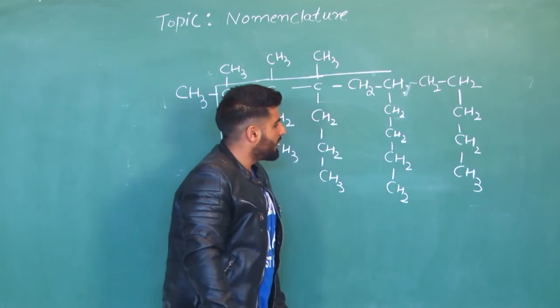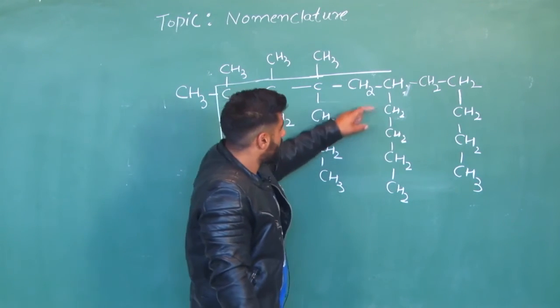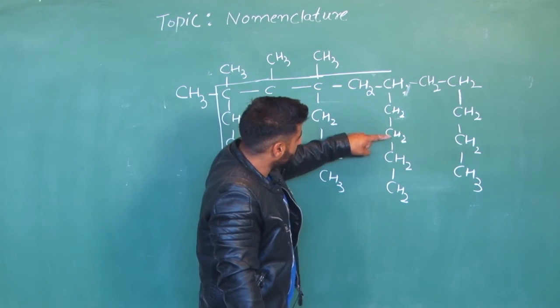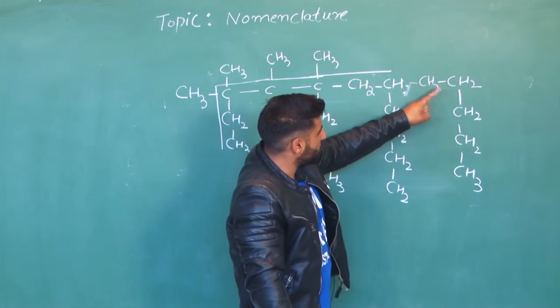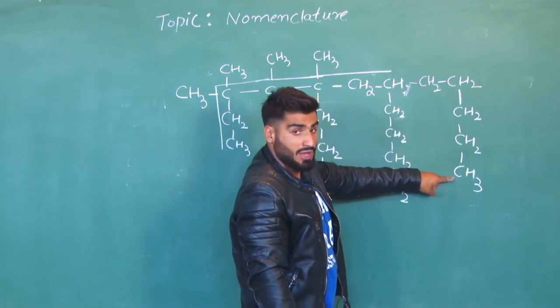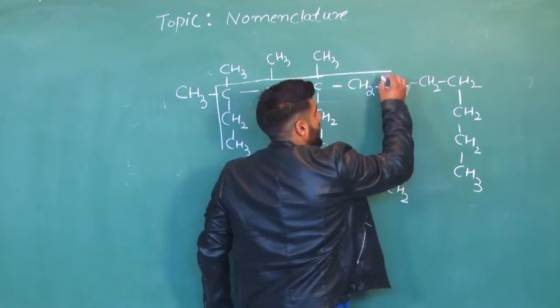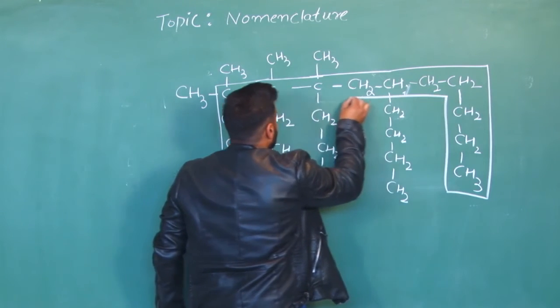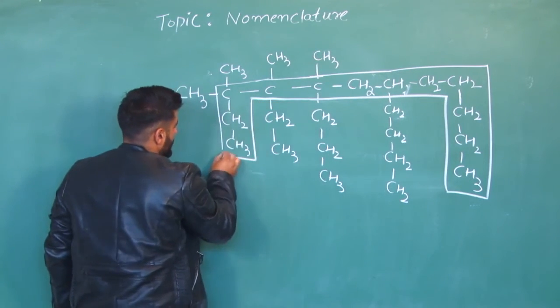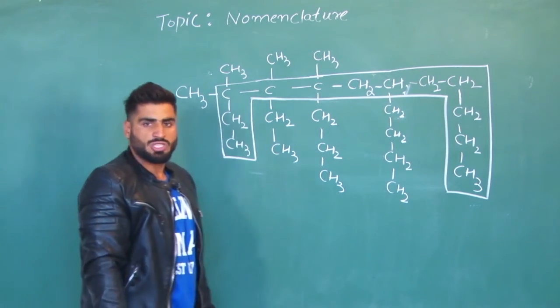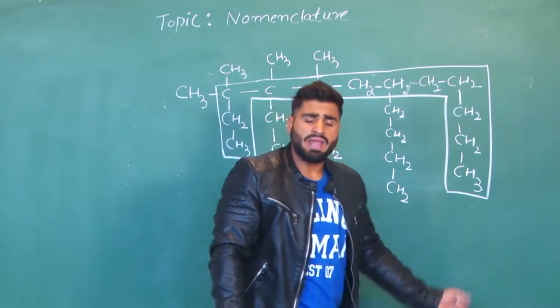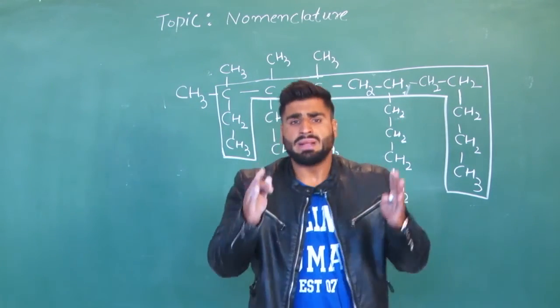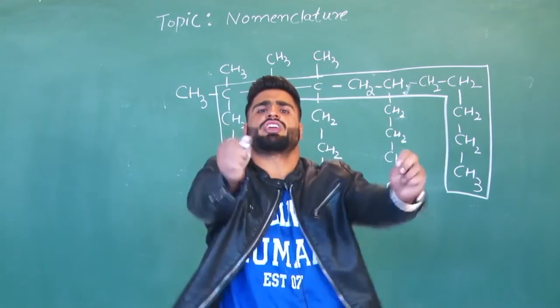Now here I have a very different story. Listen, 1, 2, 3, 4, then 1, 2, 3, 4, 5. I'll go for the long chain. So this is the longest possible carbon chain. This is the parent chain. This is the principal chain. This is the main chain.